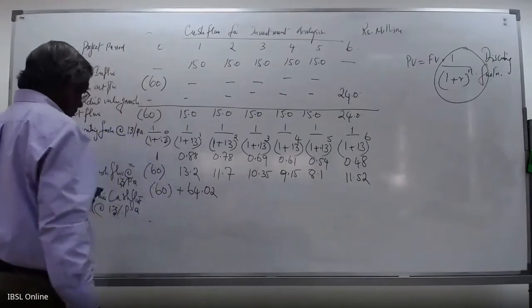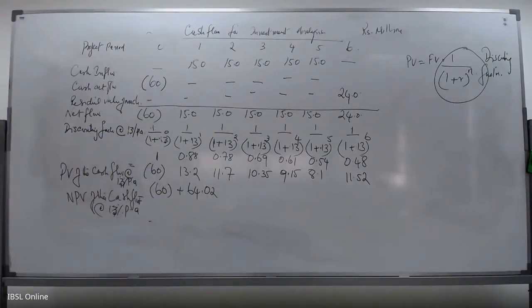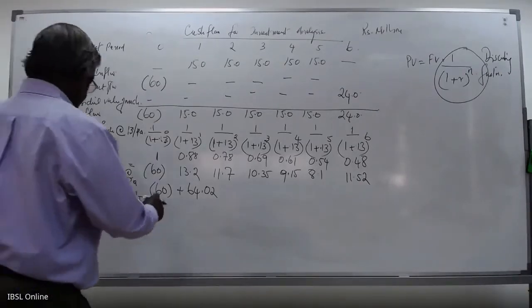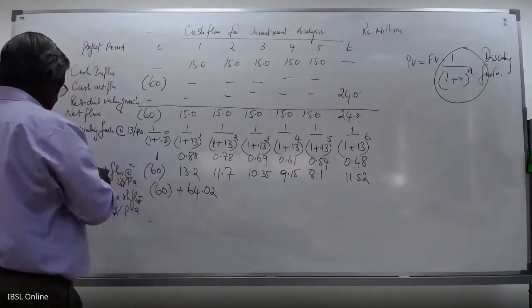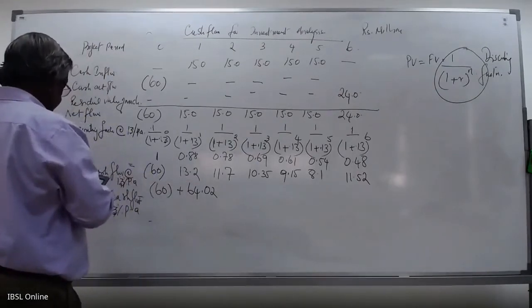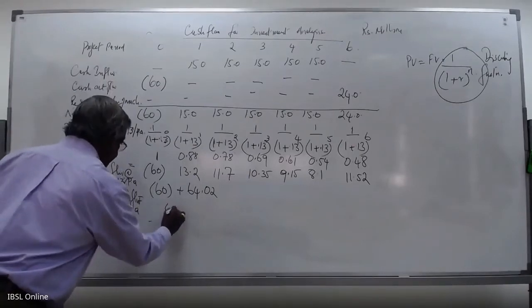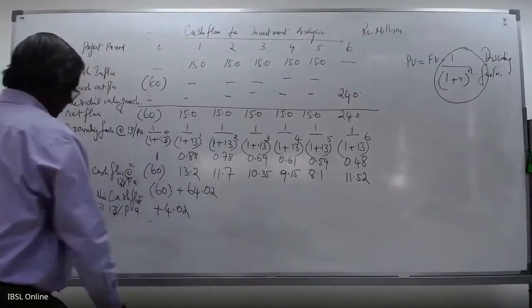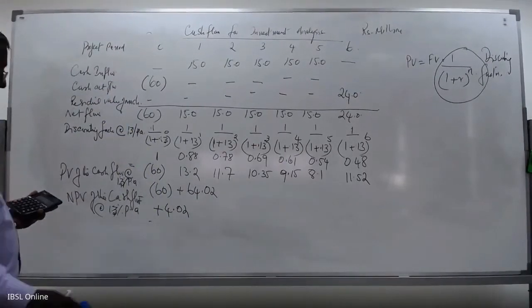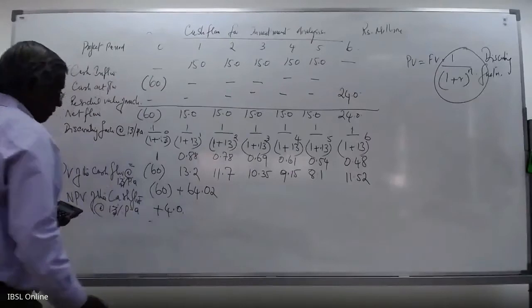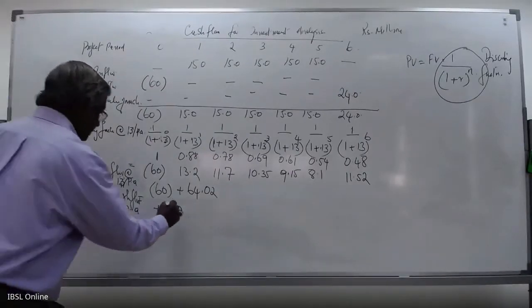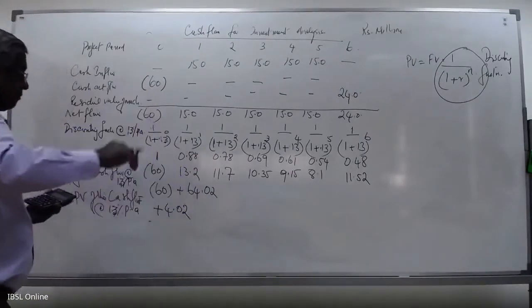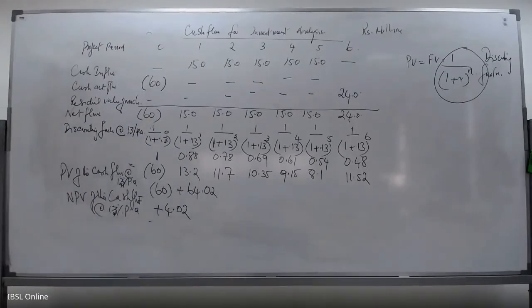Now the cash inflow in present value is more than the cash outflow. So that will become 64.02 minus 60, which is positive 4.02. So the NPV is $4.02 positive.